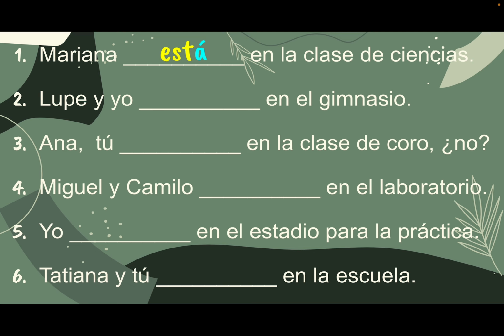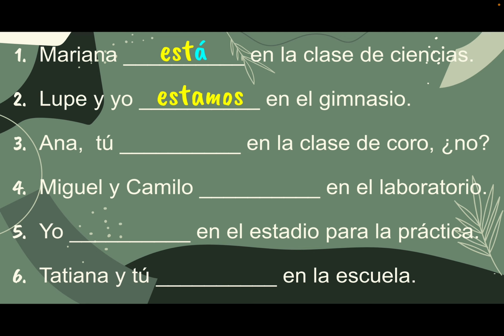Number 2, Lupe y yo. All right, guys, anytime you say y yo, assume you're invited, it's now a we thing, party. So for that one, you say, Lupe y yo estamos en el gimnasio. We are in the gymnasium. Again, we're talking about location here.